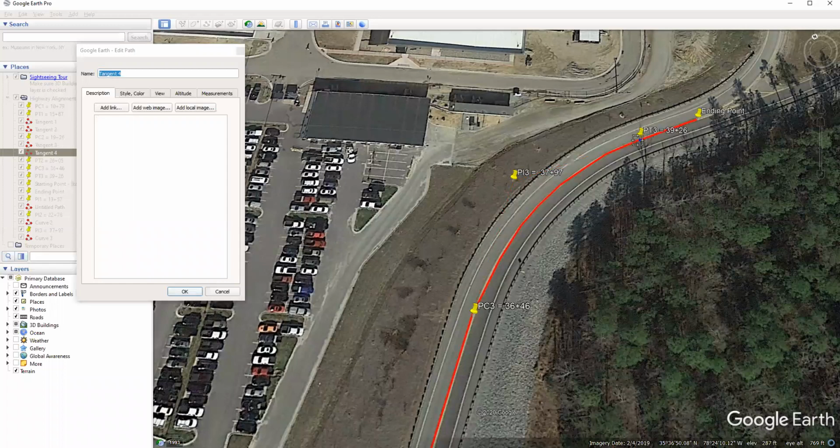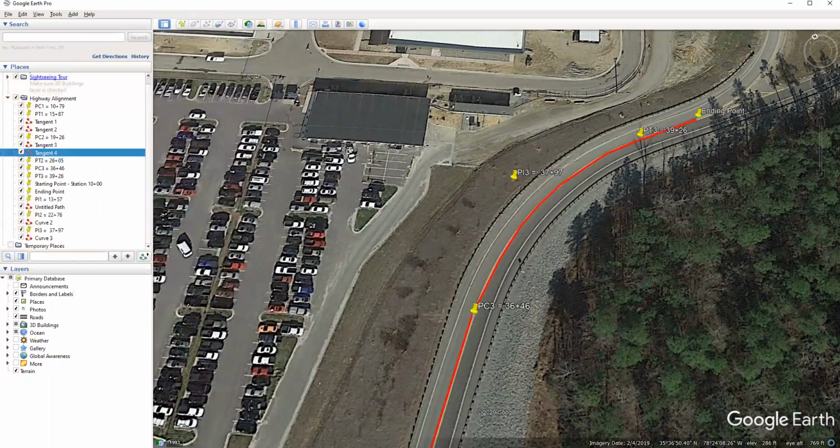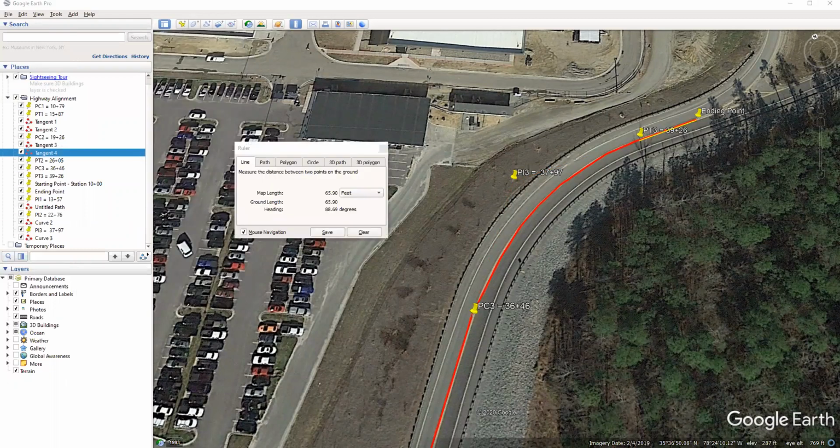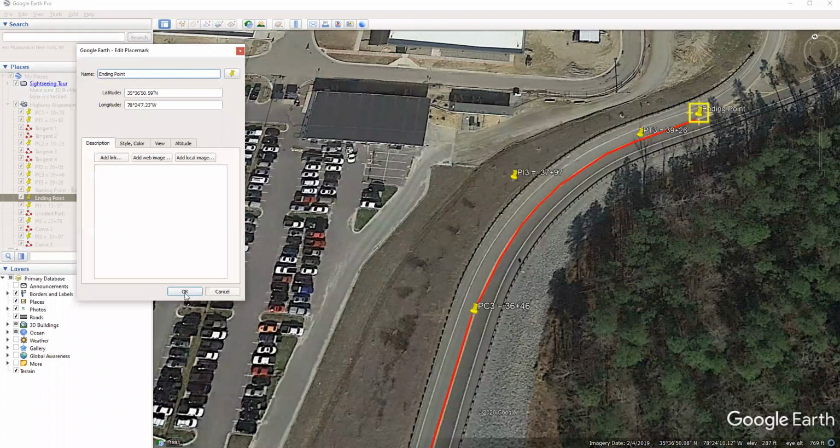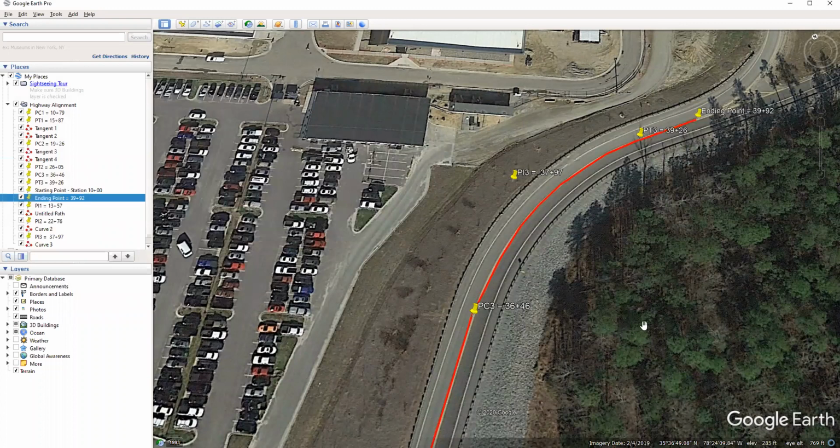And then we can measure also the distance from PT3 to where we have listed as the ending point. That's another 66 feet. So we can add 66 feet onto our PT3 to get an ending point of station 39 plus 92. So we'll add in that information, 39 plus 92.